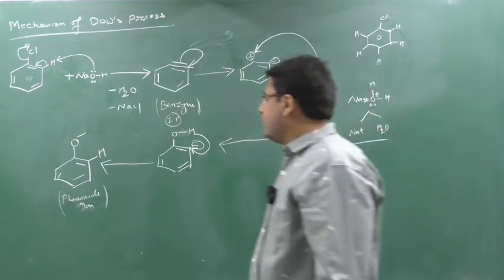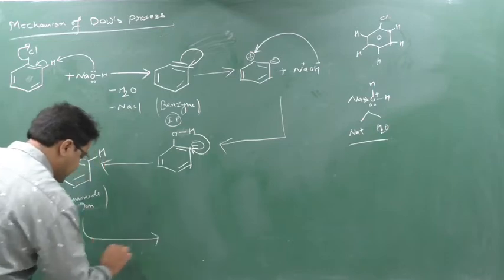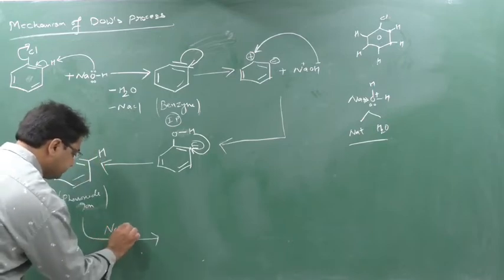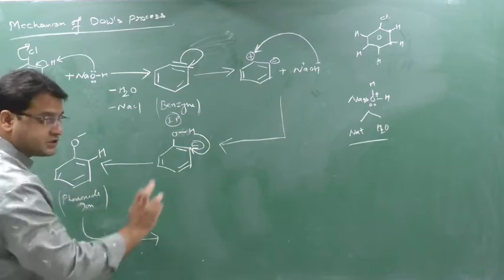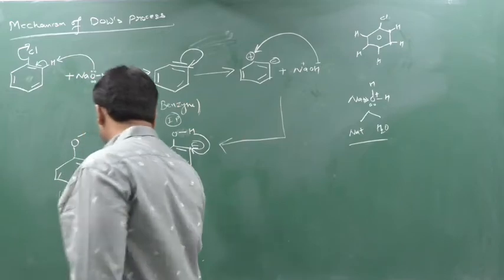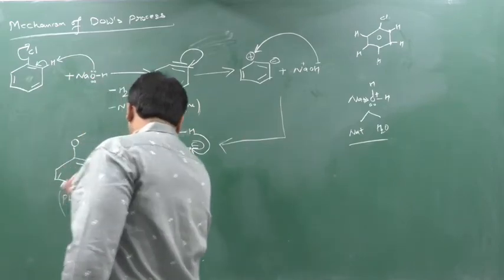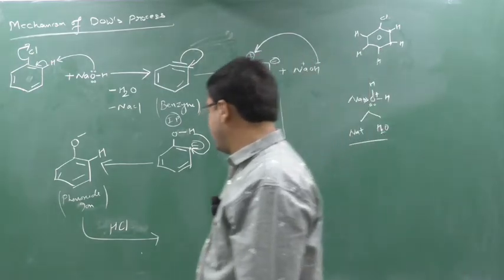Clear? Now what to do? Now this is minus. Simple logic, you react with NaOH again. Okay, now after the phenoxide ion, the first step was to form the phenoxide ion, and the second step is acidification. So I am reacting with HCl. So what will happen?